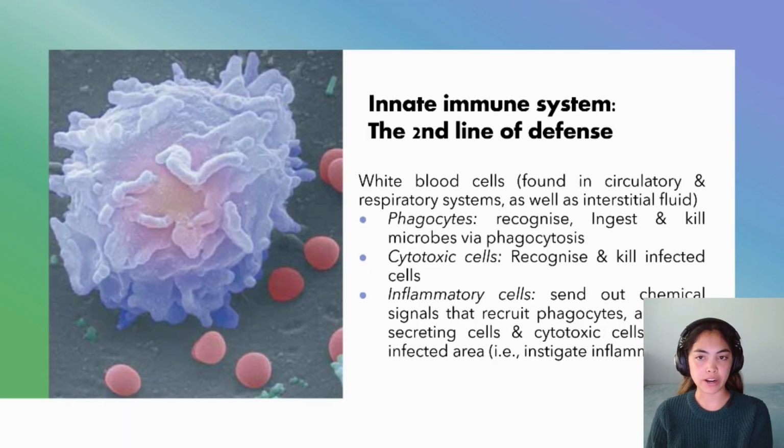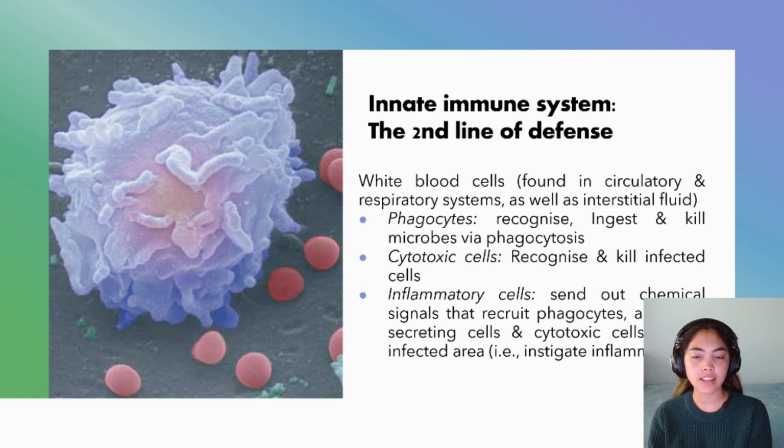So, we went through the physical barriers, which is technically also part of the innate immune system, and we talked about how that was the first line of defense. But what happens when something actually manages to get inside of our bodies and breach those physical and chemical barriers? Well, that's when they encounter our innate immune system, which is the second line of defense.